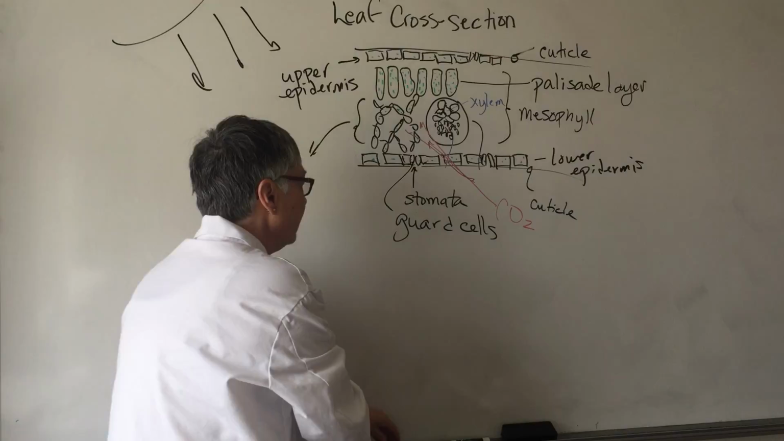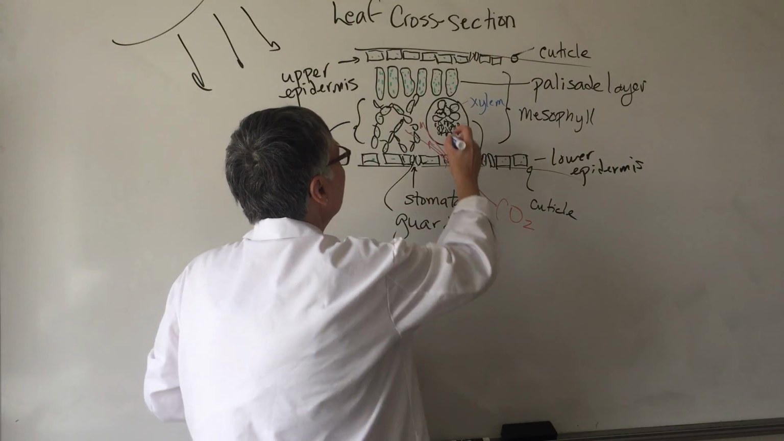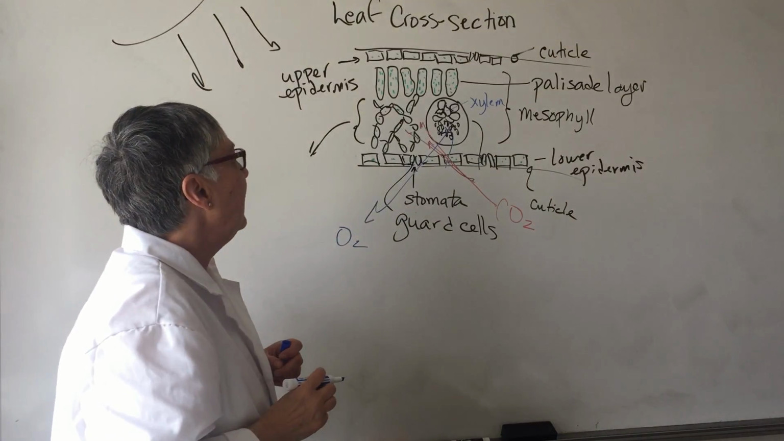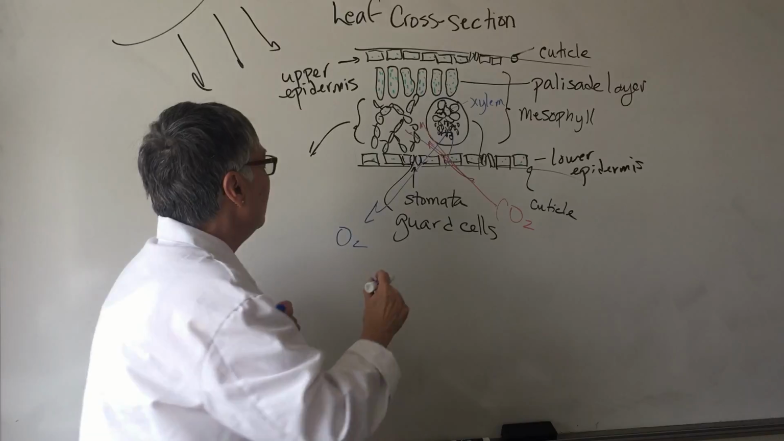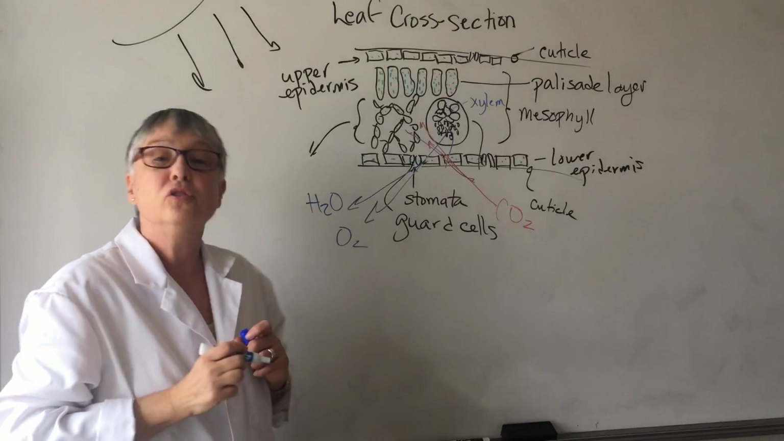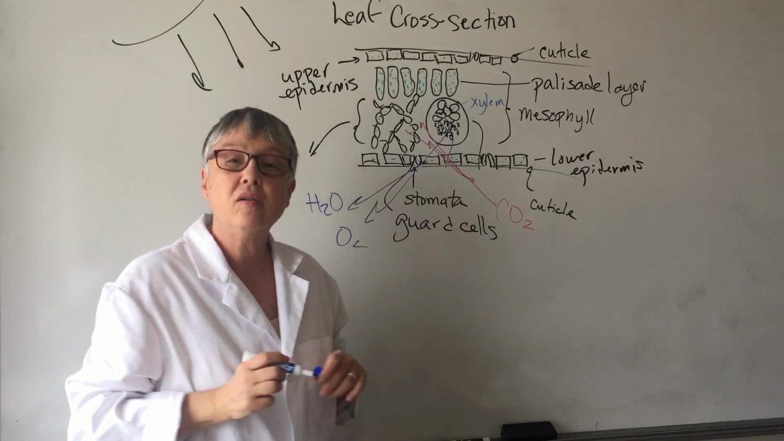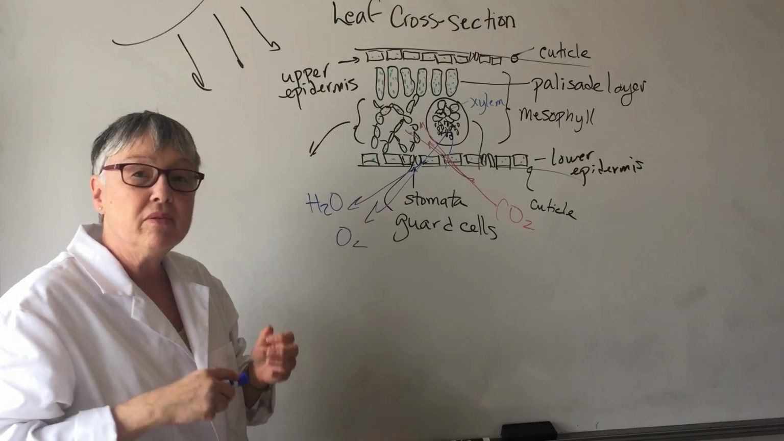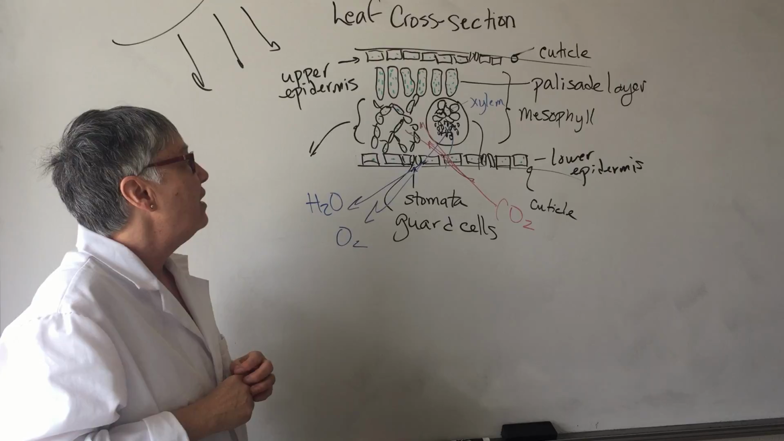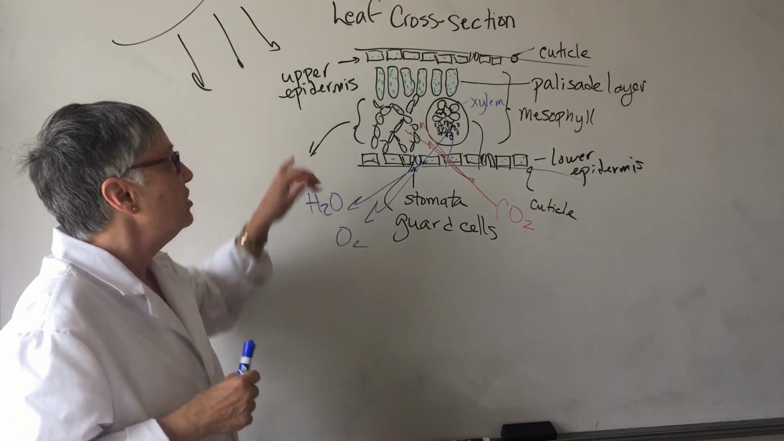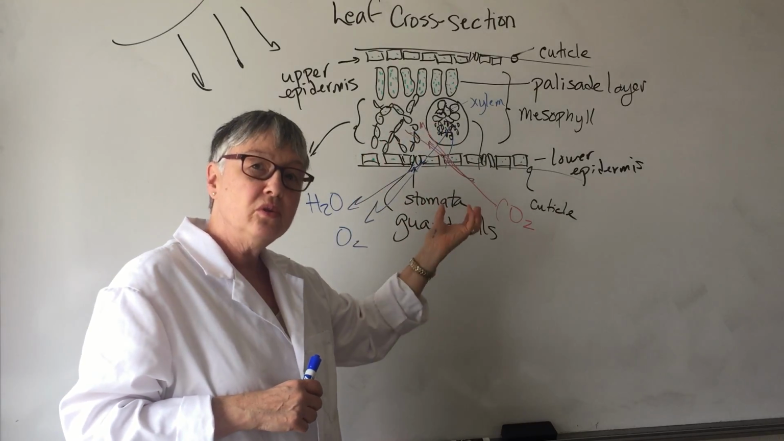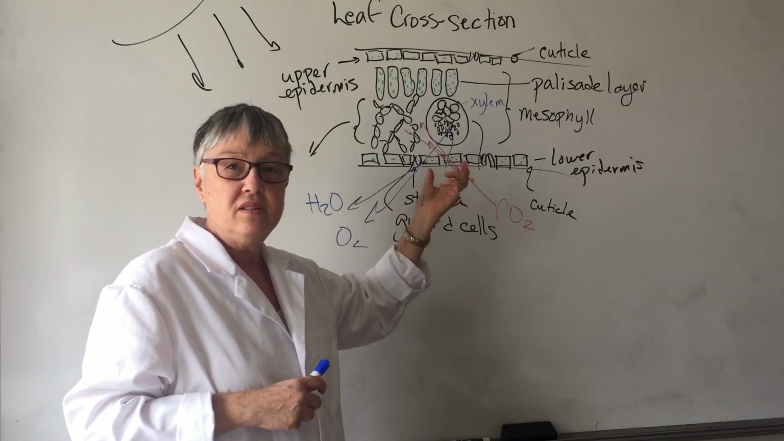Remember also that we're going to have a gas released, oxygen, and in addition, we have the problem of losing water whenever the stomata are open. That's a problem that has been solved in various ways by different plants. One solution here is to put the stomata on the lower level of the leaf where it's cooler, and therefore you wouldn't have quite as much water loss.